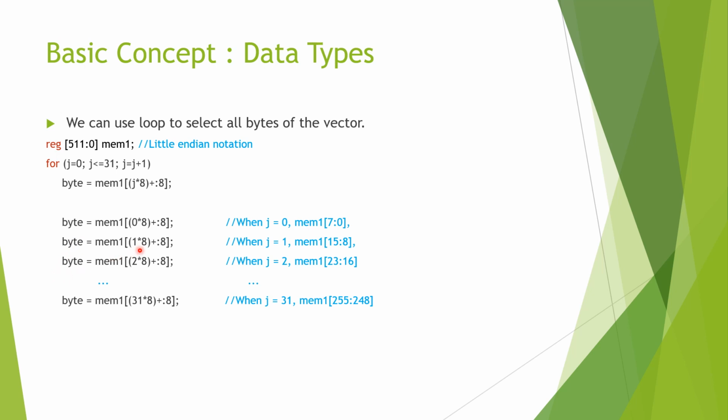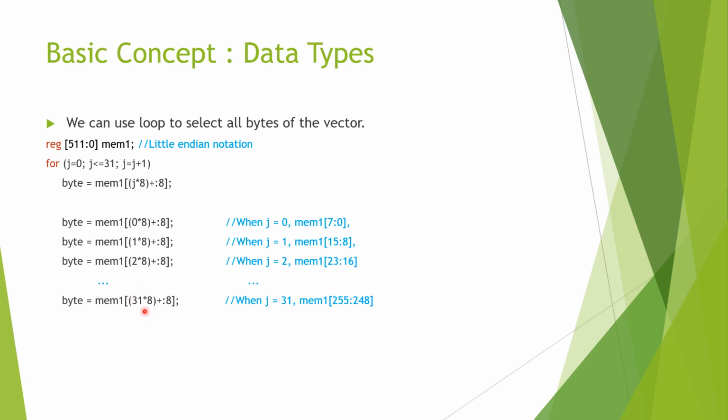Okay. On the second loop, j is equal to 1. Then the starting bit will be 1 into 8 is equal to 8. And including 8, it will add 8 bits more, meaning 15 down to 8. So that will be assigned to byte. Same way, when j is equal to 2, the starting bit will be 2 into 8 is 16. And including 16, it will add 8 bits, meaning mem1 will become 23 down to 16, which will be assigned to byte. Same way, the for loop will be incrementing till 31.